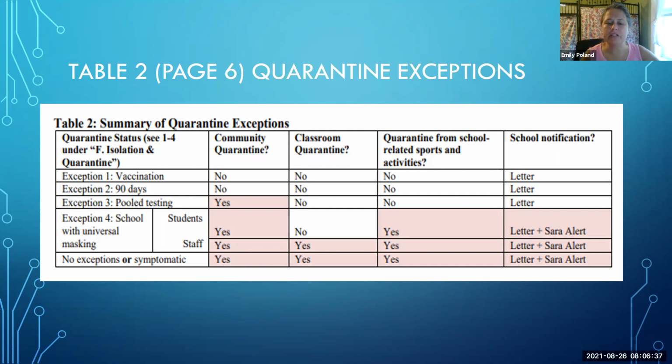The other piece relating to sports, we know that you're going to be having interscholastic games, right? So one school plays against another school. I'd ask that in those situations, the school with the positive case would please communicate to the other school. You don't tell them who the positive case was. They don't need to know that, but they do need to know some sort of case identifier, so that on the contact tracing side for our SARA alert process, we can link those exposures together.